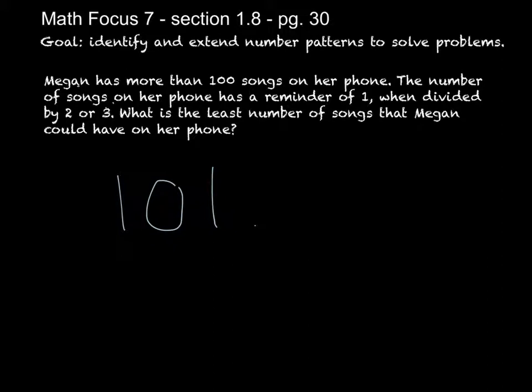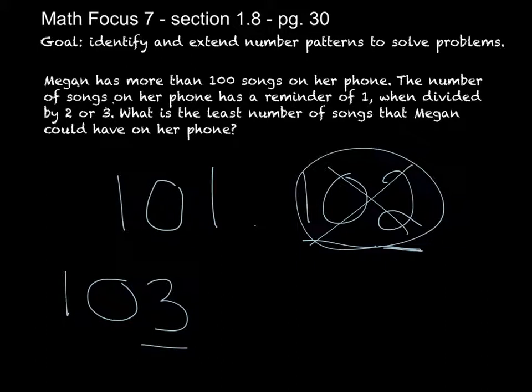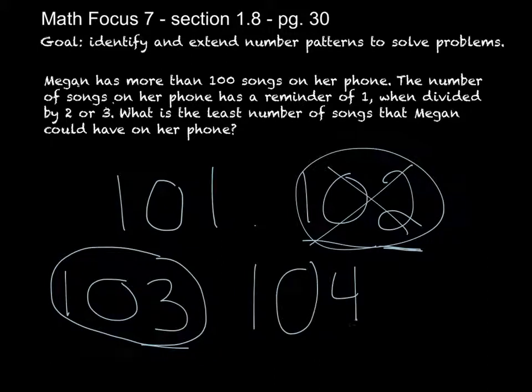If we go to the next number, 102, using our divisibility rules, we know that any number ending in 2 is divisible by 2 because it's an even number. So we know it can't be 102. If we go to 103, we know because it ends in 3, it's an odd number, not divisible by 2, so 103 would also have a remainder of 1. If we go to 104, again, using our divisibility rules, we know that this is an even number, so it would divide by 2 with no remainder, so it can't be.